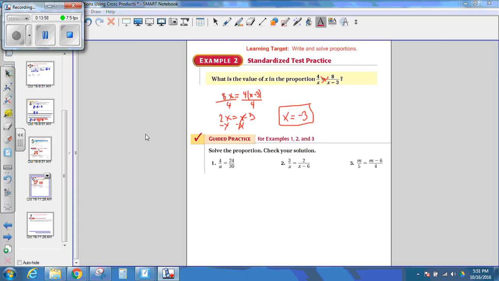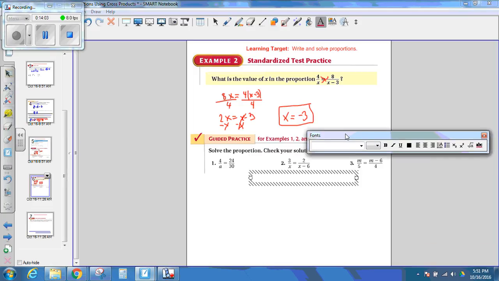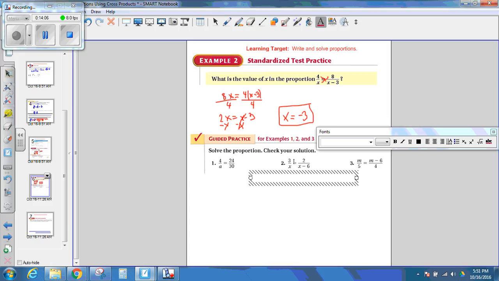Okay, we're going to try one more like the last one we just did because it's a little bit more complex. So we're going to use cross products again to solve. Let's look at number 2. 3 over x equals 2 over x minus 6. So I'm going to multiply across, so 2 times x equals 3 times the quantity x minus 6. And from here, I'm going to distribute this 3 to each term. So we get 2x equals 3x minus 3 times 6 is 18.